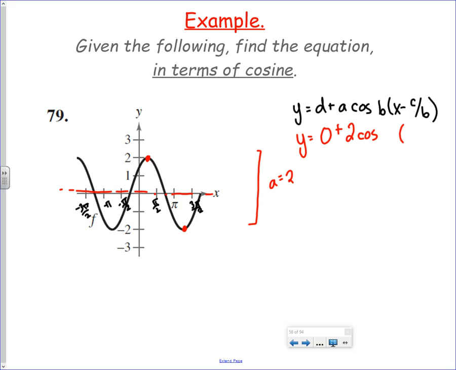B has to do with period. But we can't do the period until we figure out where to start, because we need to go from start to end for the period, right? So start, hold on, initial point. Has anybody found what they think is a starting point? Negative 3 pi over 4.